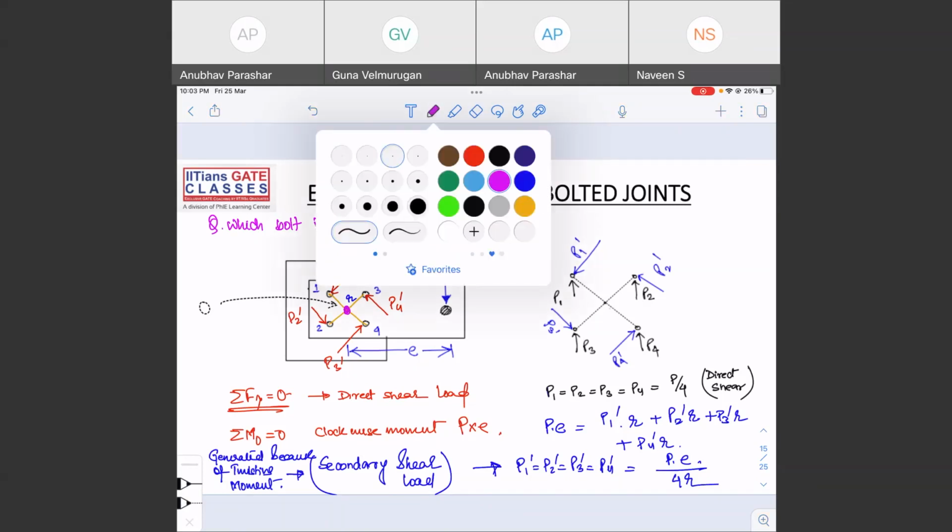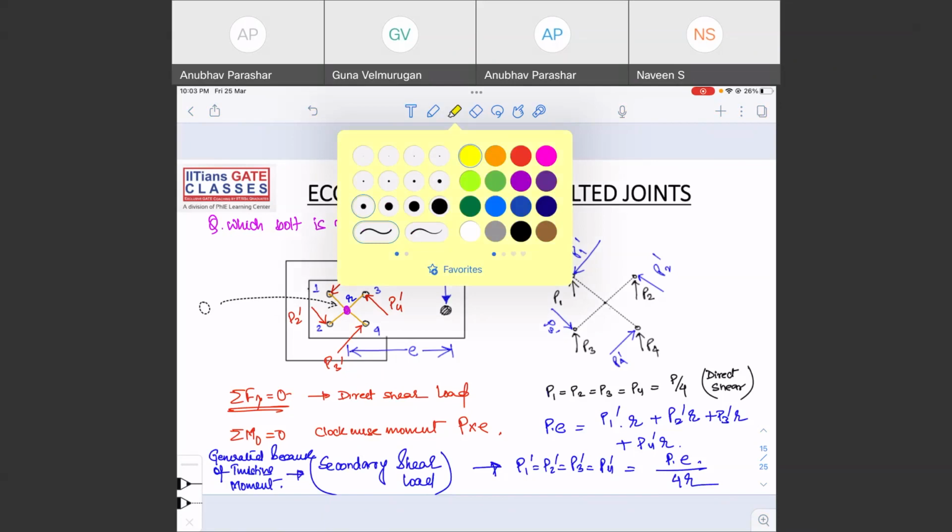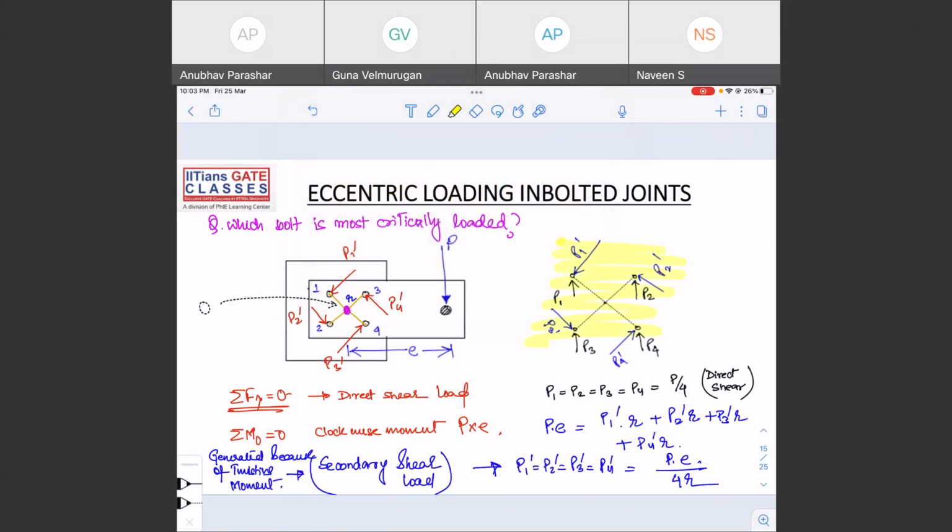Take this figure, I'm highlighting the figure for you. Take it and tell me. Use your logic and tell me which bolt is most critically loaded. Which bolt is most likely to fail first? Language can be changed, the meaning is same. Or you can say which bolt has the maximum stress, which bolt has the maximum load over it, which bolt will fail first, which bolt is most critically loaded, or it can go on.